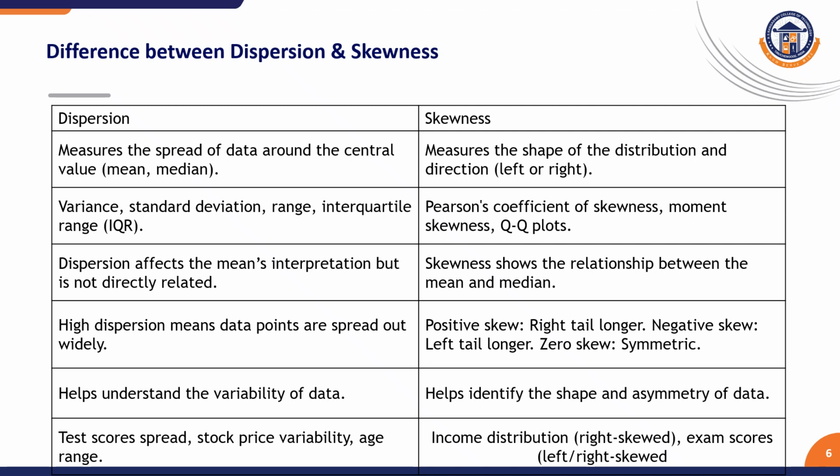Now let us see the difference between dispersion and skewness. Dispersion measures the spread of data around the central value, that is mean and median. But skewness gives the shape of the distribution and the direction, left or right. In dispersion, variance, standard deviation, range and interquartile range are measured. But in skewness, we have the Pearson coefficient of skewness, moment skewness and QQ plots. Dispersion affects the interpretation of the mean, but it is not directly related. Skewness shows the relation between mean and median. Like this, we have some differences.